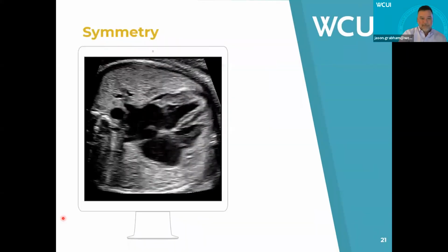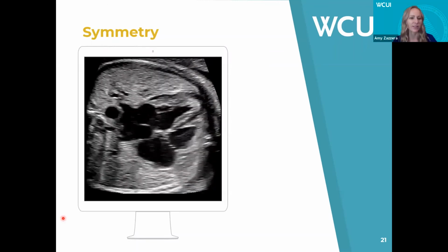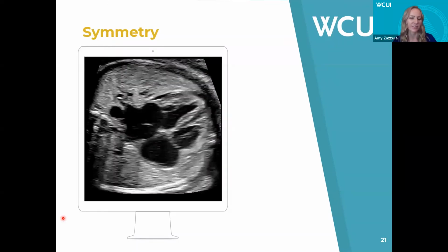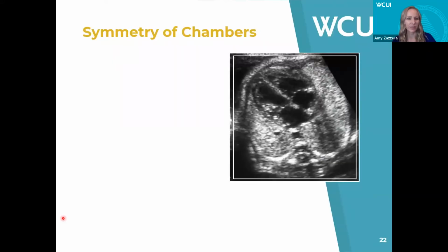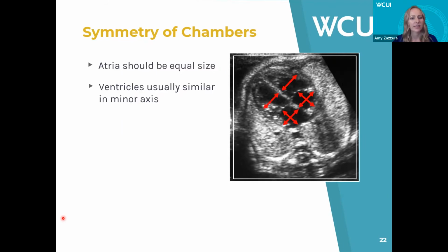Yeah. All right. So here is a beautiful clip just showing those 4 chambers, and we're going to look at symmetry. So let's look at symmetry between the atria. They should be equal in size, and then symmetry between the ventricles.